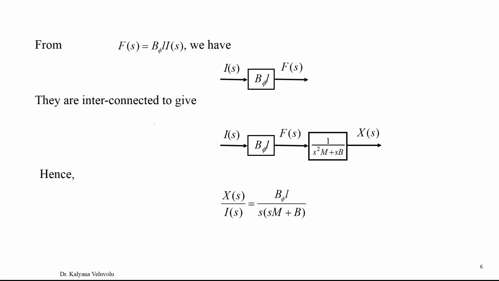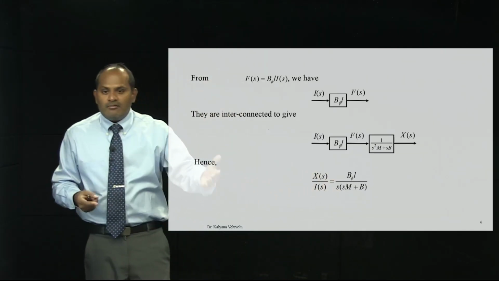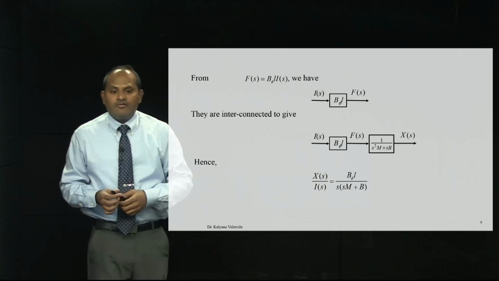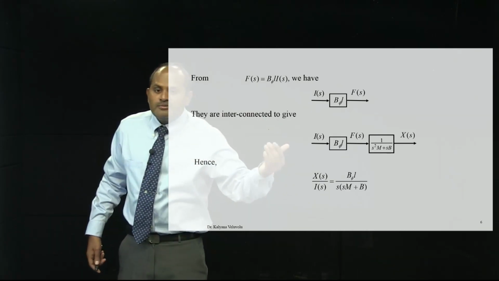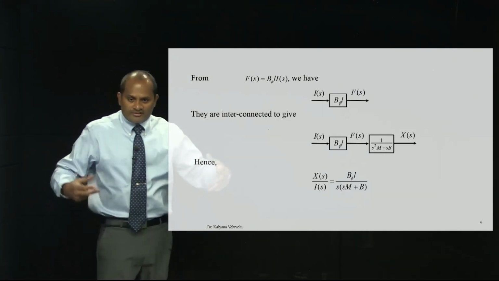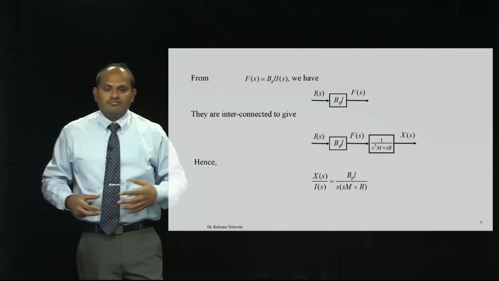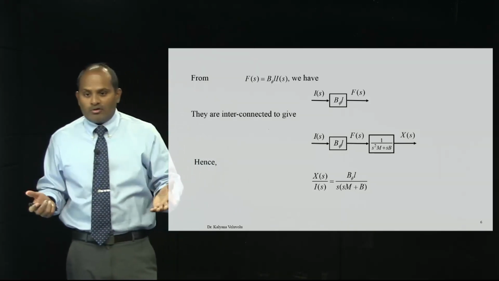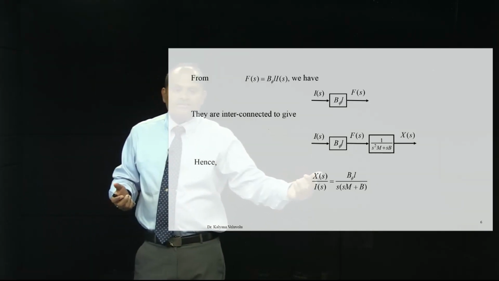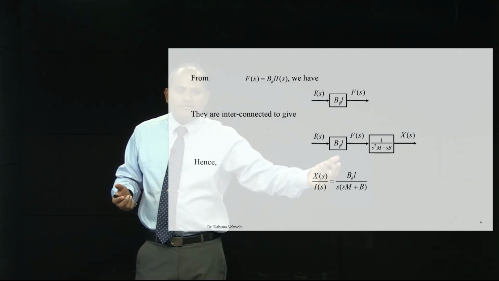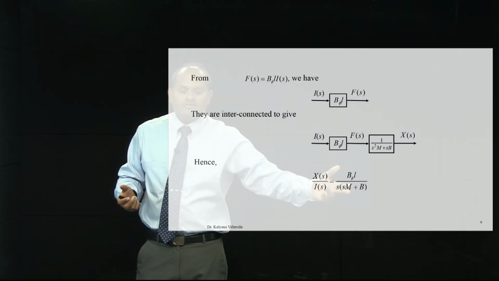If we connect the two blocks, we have I of s, B phi L is inside, the current produces force, the first stage, and the force produces the displacement. Now, combining these two, I can write one transfer function directly from output displacement to input current. I can combine these two blocks into one block diagram: x of s by I of s is equal to B phi L by s into s m plus b.